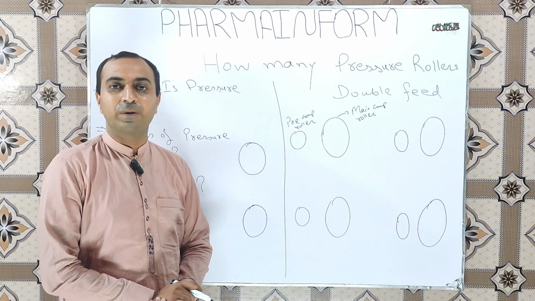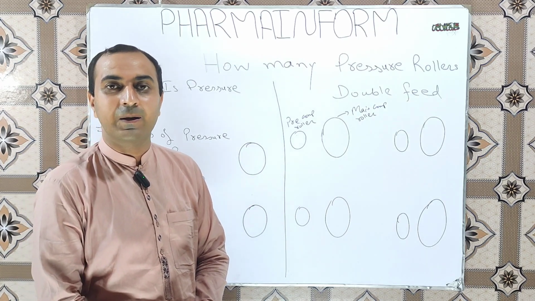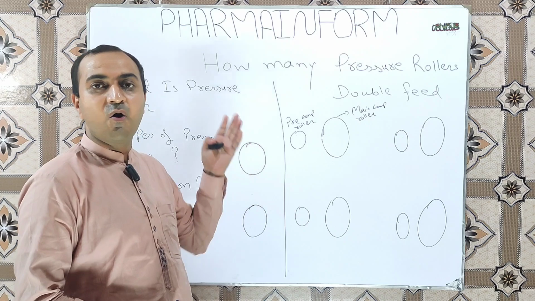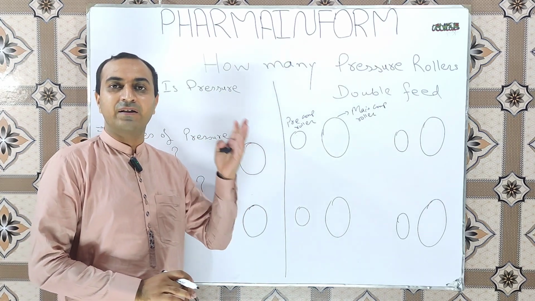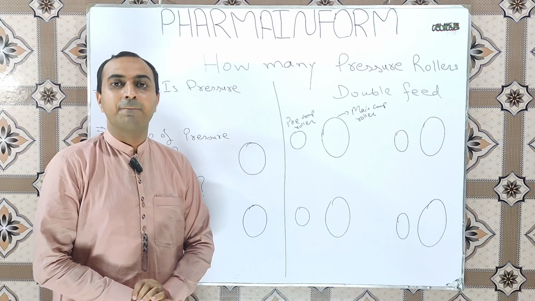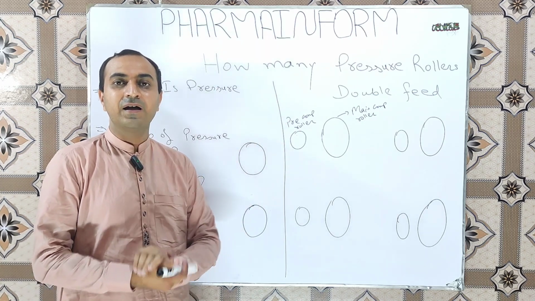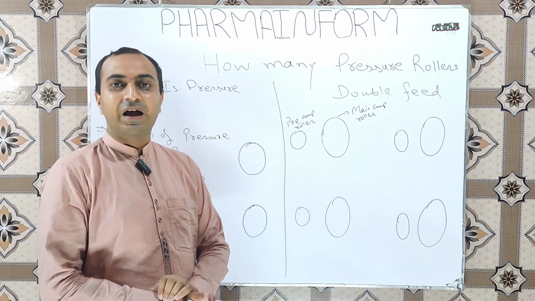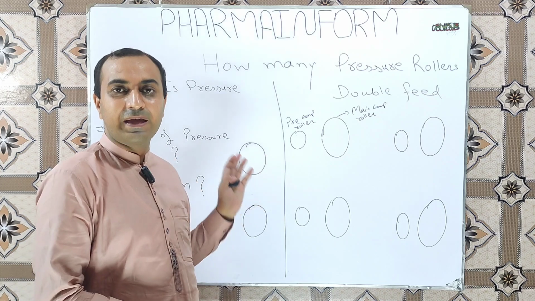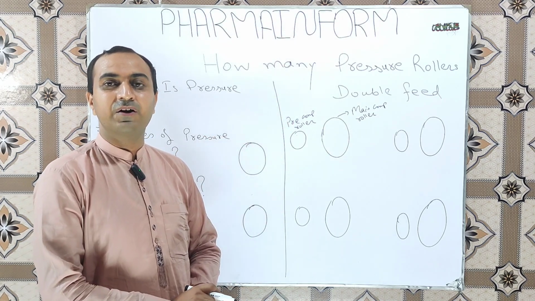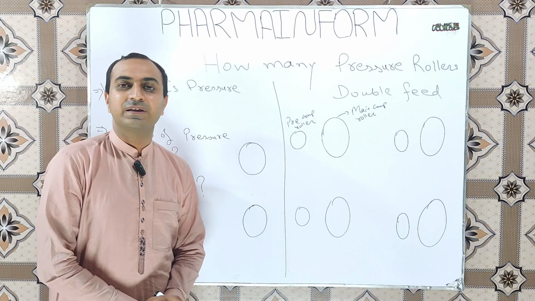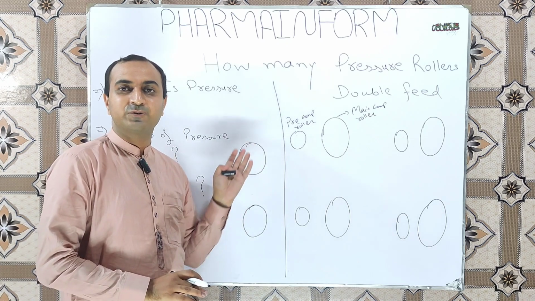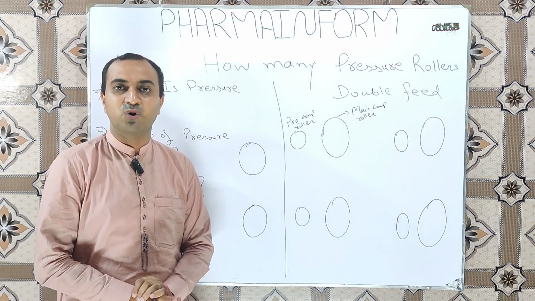How many types of compression rollers are there in a compression machine, and how can we judge how many compression rollers are installed in a machine by just looking at the compression machine? After watching this video, you will be able to learn all about the facts of the compression machine rollers. Basically, compression machine rollers are also known as pressure rollers.